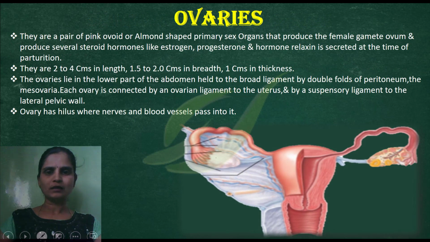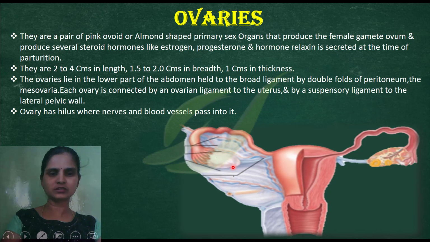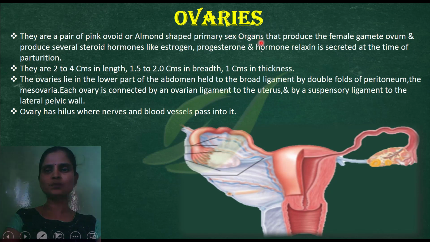So first part, ovaries. As we have discussed, a pair of ovaries are present in the pelvic region. These ovaries are pink, ovoid or almond-shaped primary sex organs. They are called primary sex organs because they produce the female gamete called ovum.